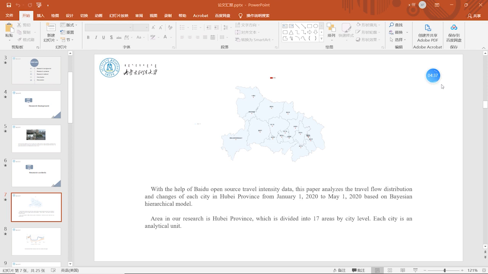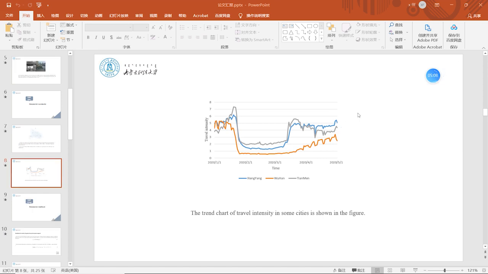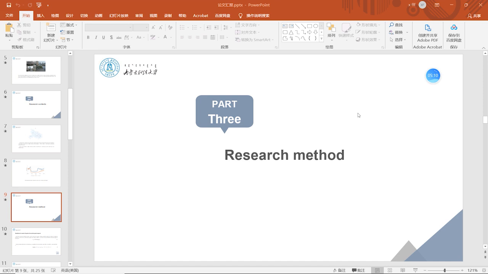The area in our research is Hubei province, which is divided into 17 areas by city level. Each city is an analytical unit. This picture shows some data of travel intensity, which shows the travel intensity trend of Xianning City, Wuhan City, and Jingmen City. The third part is our research methods.